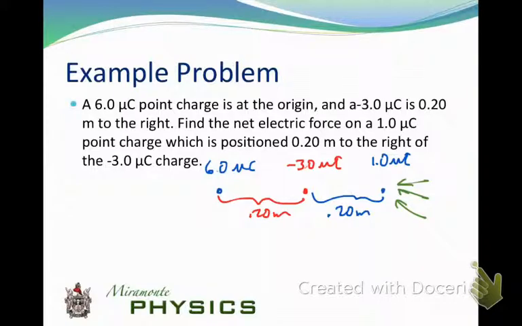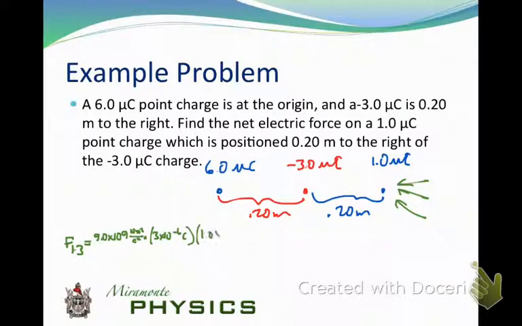My strategy said, first figure out the magnitudes of those forces. So I'm going to start with what I call F13. That means the force on the 1 microcoulomb that is due to the 3 microcoulomb. I don't care about sign right now. I just care about how big the force is. That force is k q1 q2 over r squared. So go ahead and write it out.